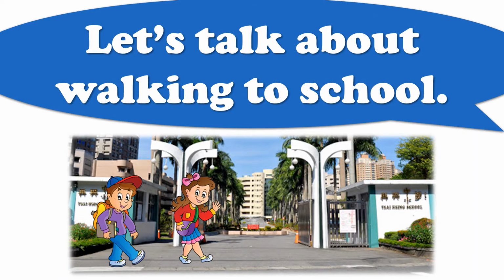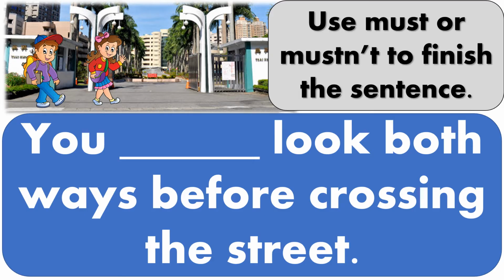Now let's talk about walking to school. Take a look at this sentence. Would you use must or mustn't to finish this sentence? Read carefully. You should use must. You must look both ways before crossing the street. You have to look out for cars. Say the sentence after me. You must look both ways before crossing the street.